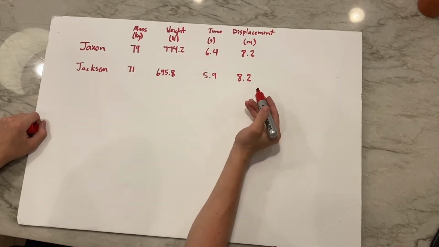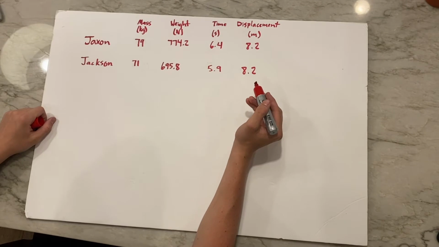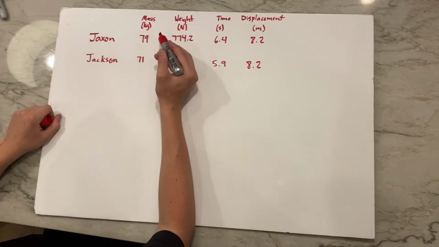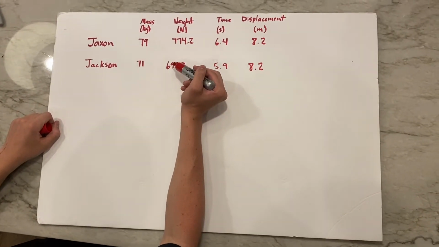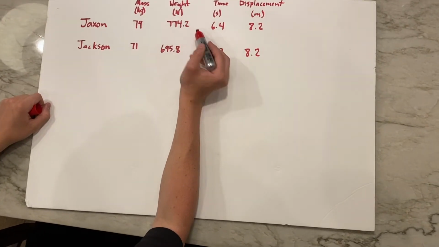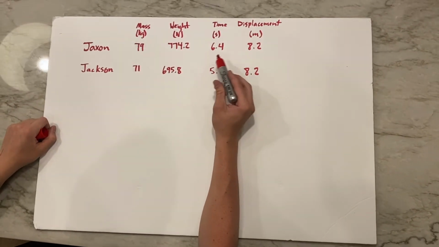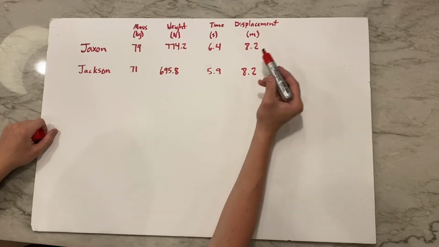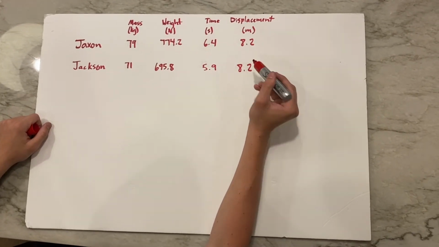Here we have organized into a table all of the data we took from our bleacher lab. For both Jacksons, we have their mass in kilograms. We used Fg equals mg to convert it to weight in newtons. We measured their time during the lab, and we measure the height of the bleachers.